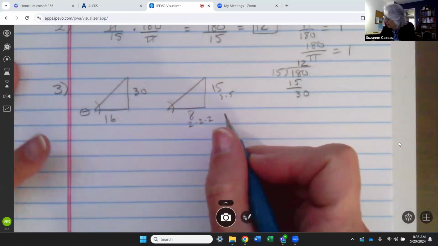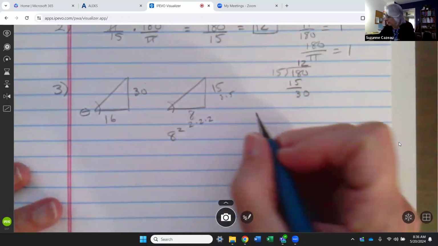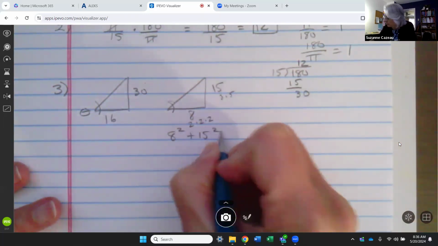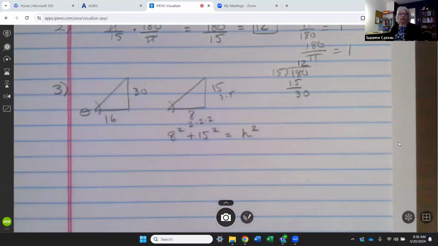So I'm going to use the Pythagorean theorem. 8 squared plus 15 squared equals what squared? The hypotenuse squared.